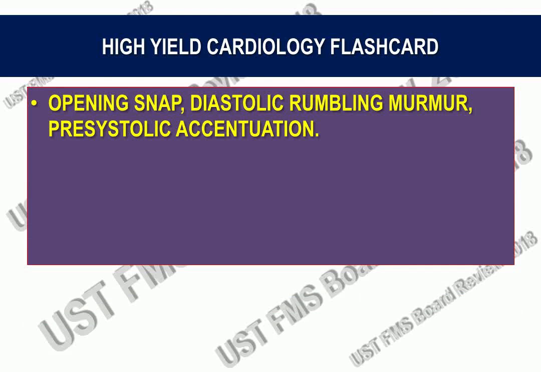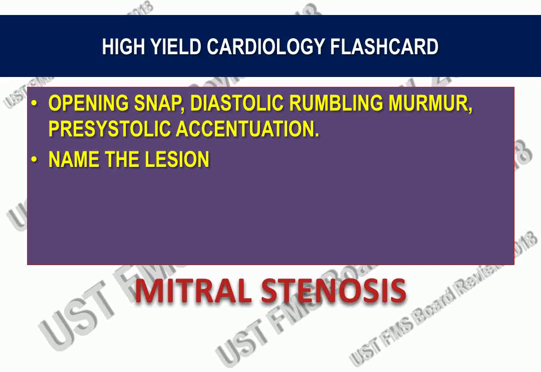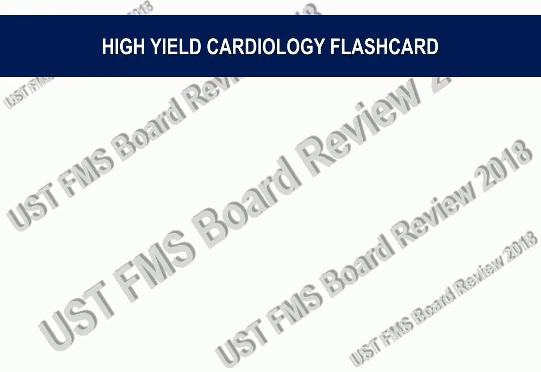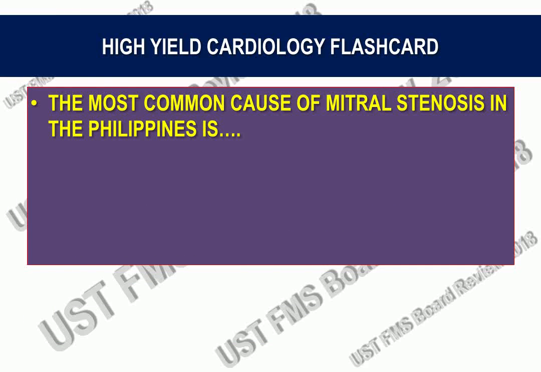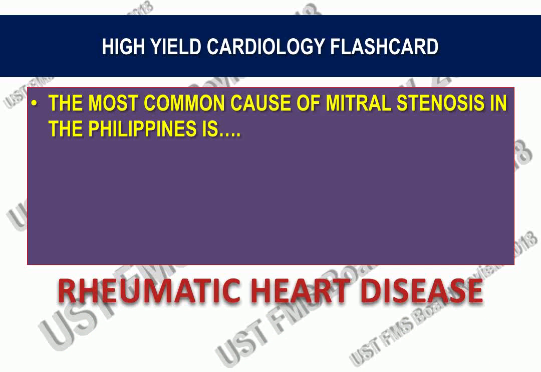Flashcard. An opening snap, a diastolic rumbling murmur, and a presystolic accentuation corresponds to what particular lesion? That is your mitral stenosis. So this is your classical murmur of mitral stenosis. An opening snap, a diastolic rumbling murmur with presystolic accentuation. So what would be the most common cause of mitral stenosis in the Philippines? That would be your rheumatic heart disease.